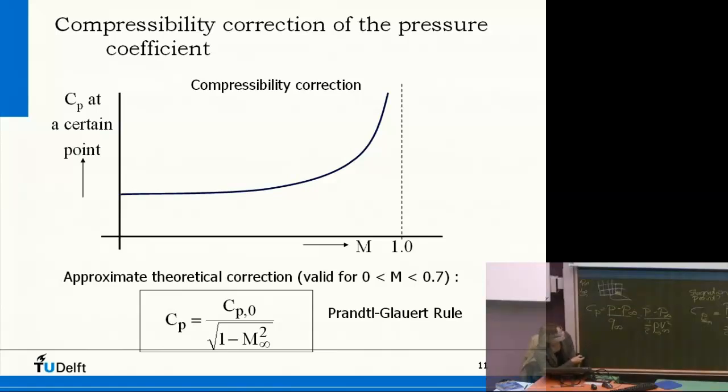It is a sort of compressibility correction. This is the incompressible flow Cp, the Cp you would have had if you had incompressible flow. If you divide it by the square root of 1 minus the free stream Mach number squared, you get the compressible flow Cp. It's an approximation, but it's quite a nice correction which works up to 0.7.